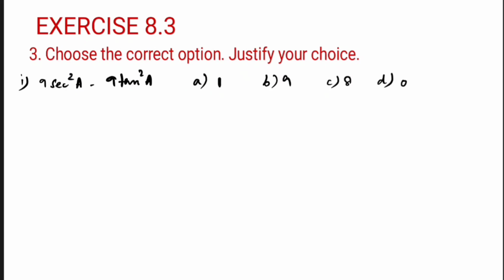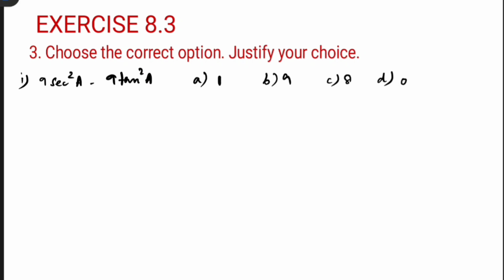Hello friends, in this video let us see exercise 8.3 third question, first subdivision: 9 secant square A minus 9 tan square A. They have given the options, we will solve and find out.